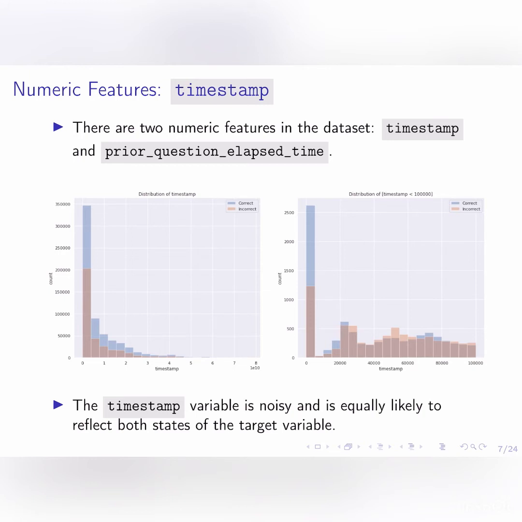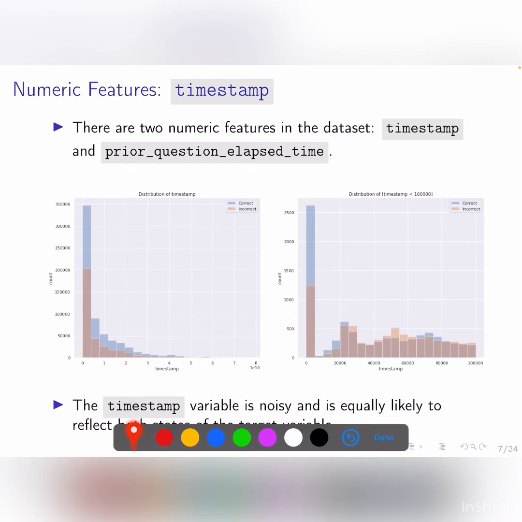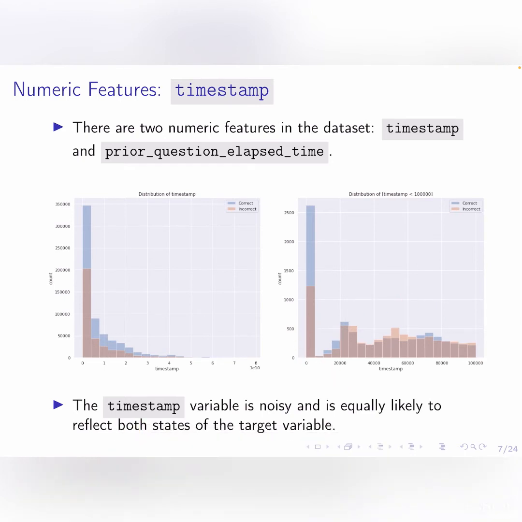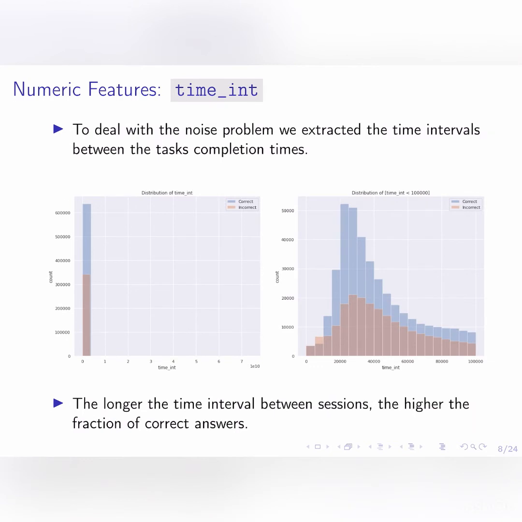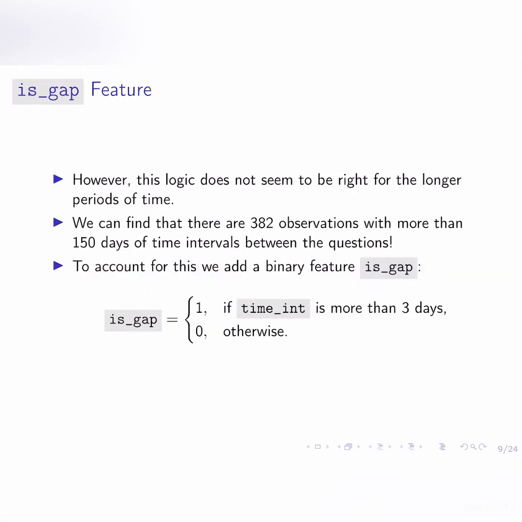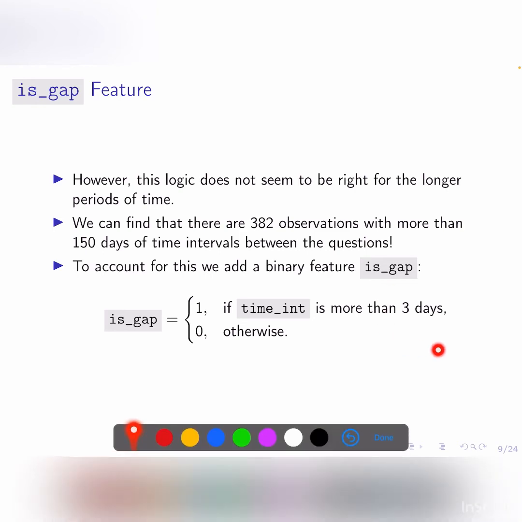As the histograms show, the timestamp one is rather noisy and reflects both states of the target variable. To deal with this problem, we created a timeInt variable, which shows the time period between two consecutive questions. We see that the longer the time period is, the higher the fraction of correct answers is, probably because of the longer time for consideration. However, this logic seems to be wrong for longer periods of time. For example, there are several observations with almost half a year gap between them. To account for this, we add a binary feature isGap based on our heuristic.